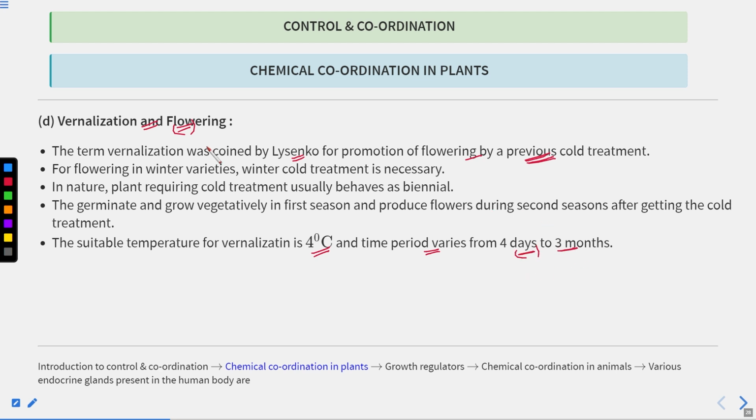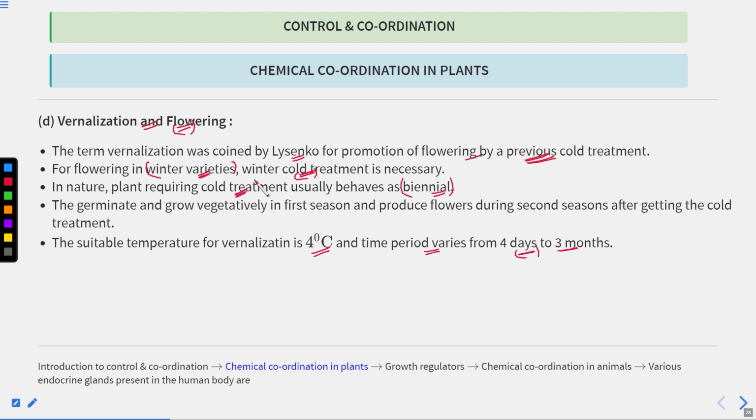Now for flowering in the winter varieties, so winter varieties grow in low temperature. So what happens? How can we induce flowering? We can give them cold treatment. Cold treatment is necessary for flowering in the winter varieties because they grow in the low temperature. Now in nature, plants requiring the cold treatment usually behave as biennial. So this you have to remember. The plants that are biennial require cold treatment to enter into the reproductive phase.